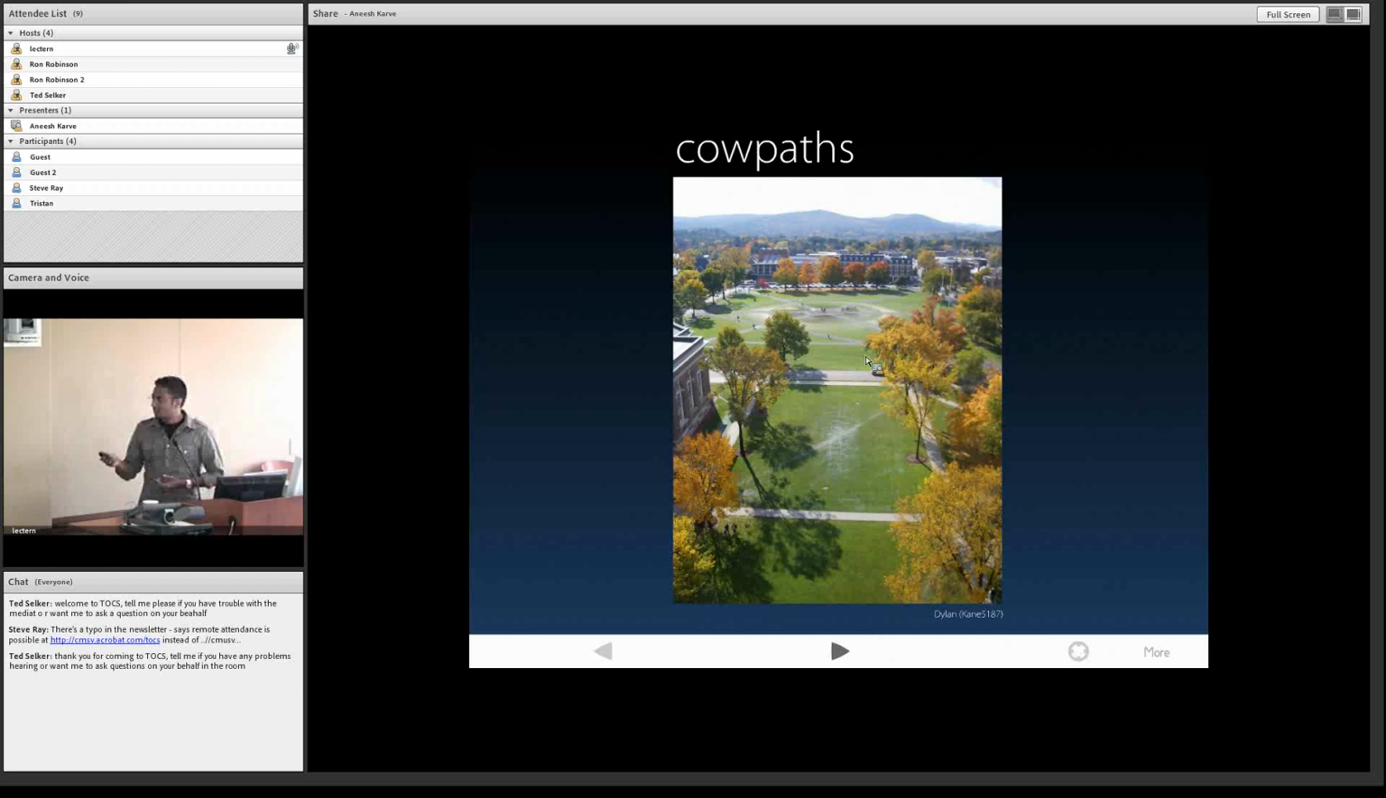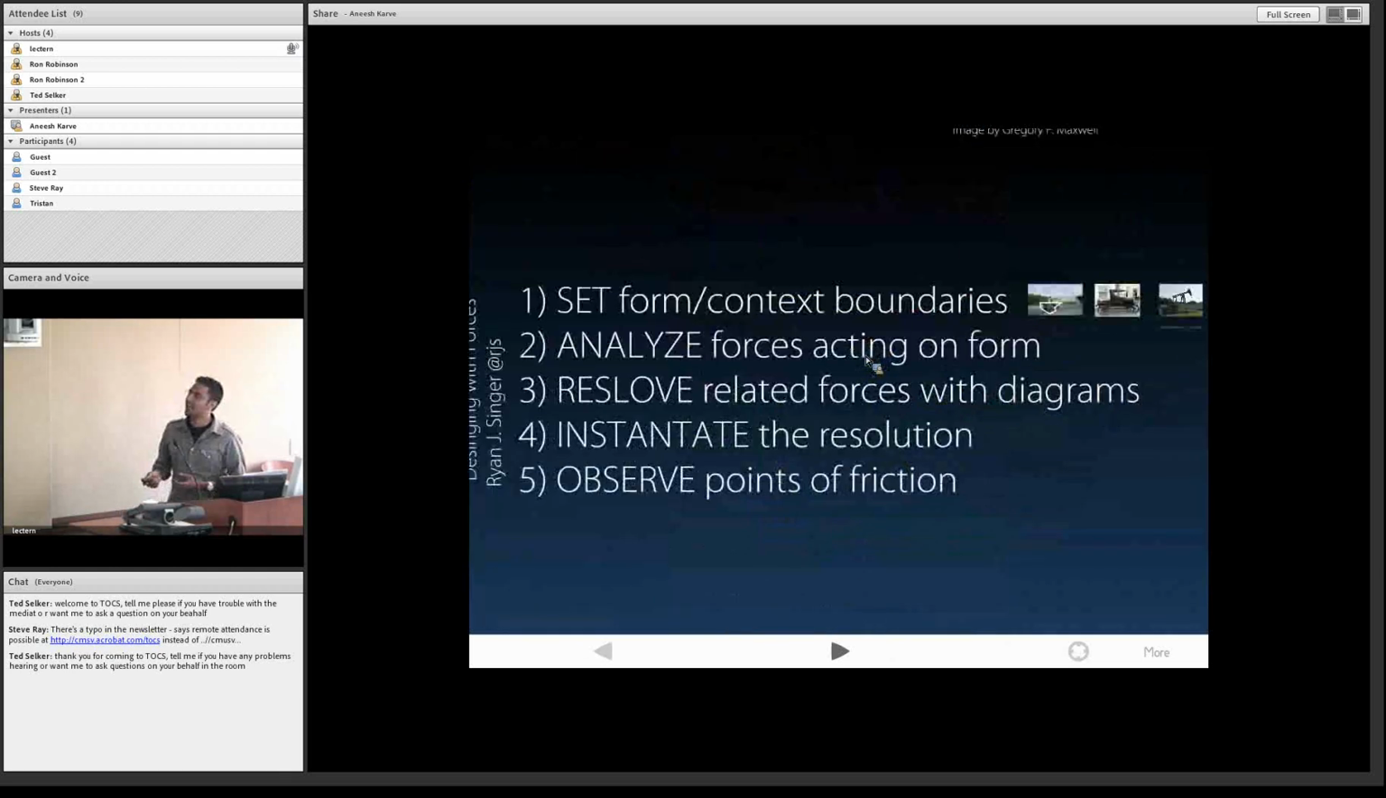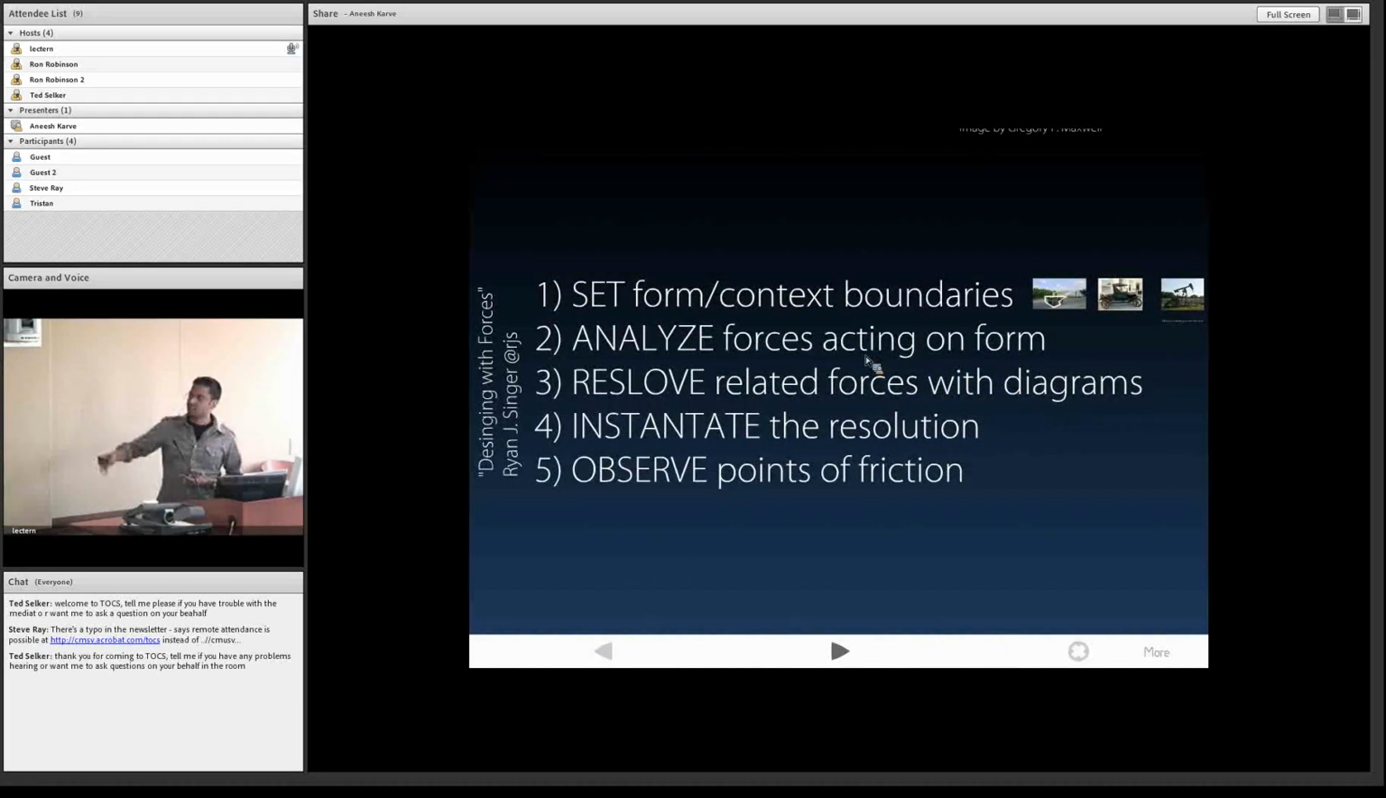And what Alexander says is that there's a multi-stage design process, and I've broken it down here into 5 steps with an acronym, SARIO. We're going to talk about each of these in detail, but very briefly, you set the boundary between the form and the context. That's the setting of the problem. Then you analyze the forces acting on that form, and then you resolve the related forces with diagrams, instantiate a resolution, and finally observe the points of friction. And that's what we just saw with desire lines and with cow paths. That's the friction between the real world and the design, between the context and the form.